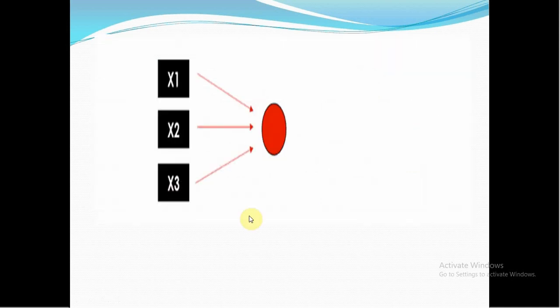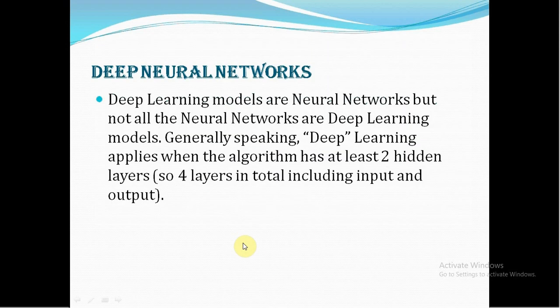And here is the common representation of a neuron. Deep neural network. One could say that all deep learning models are neural networks, but not all neural networks are deep learning models. Generally speaking, deep learning applies when the algorithm has at least 2 hidden layers.